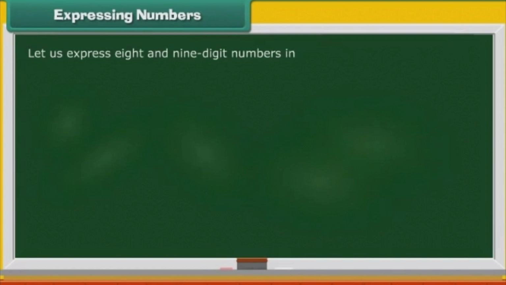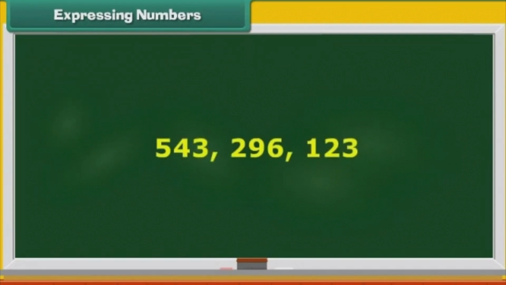70,041,238, expressing numbers. To understand 8 and 9-digit numbers better, let us express them in expanded form and standard form. Let us learn them one by one in detail. Look at this number, 543,296,123. It has 3 groups. Therefore, it belongs to the International System of Numeration.